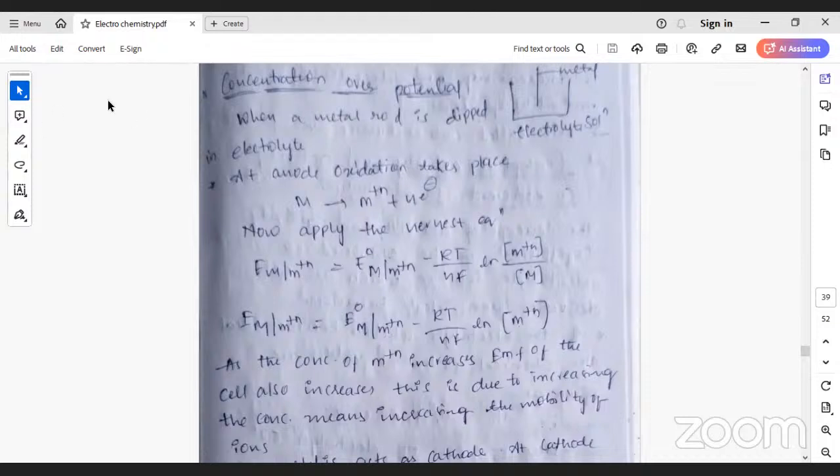See what we are doing. Here is the electrolyte solution. The metal rod which is dipped in electrolyte solution.